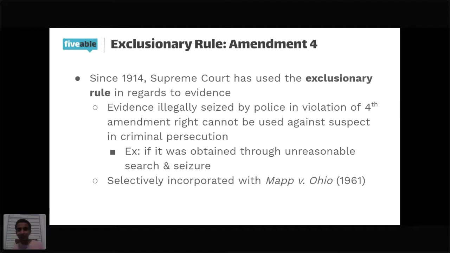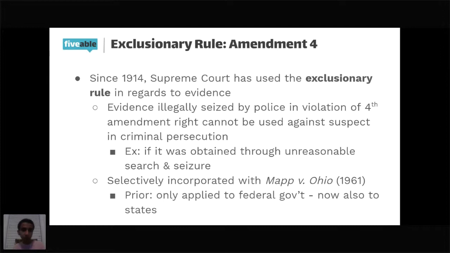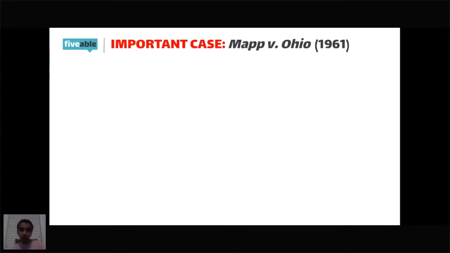Okay, so selective incorporation is when the federal government incorporates the Bill of Rights, any of the amendments, to apply to the states. So that's what selective incorporation means. The Fourth Amendment specifically was incorporated to the states with the case Mapp versus Ohio. All right, so keep going. Yeah, so before that, it was only applied to the federal government, and now it's also applied to the states.